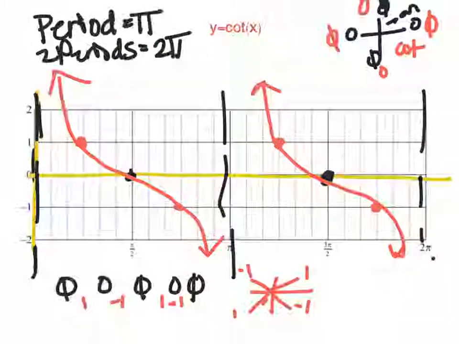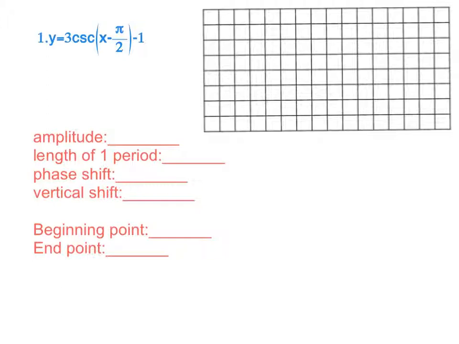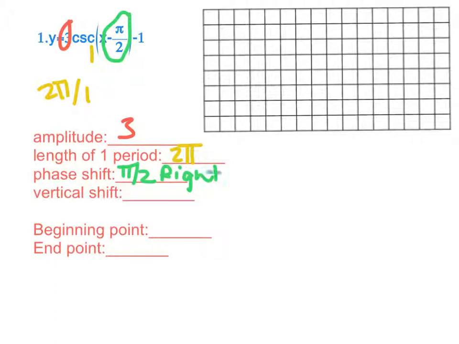Okay, example 1, 3 cosecant of x minus pi over 2, minus 1. So my amplitude is 3. My length of 1 period, there's a 1 in here, so 2 pi over 1, it stays at 2 pi. I'm going to go minus pi over 2, so it means I'm going right pi over 2. And I don't care whether you write right pi over 2 or pi over 2. If you write a minus, I'm going to mark it wrong because it means you're going to the left. And my vertical shift is down 1.